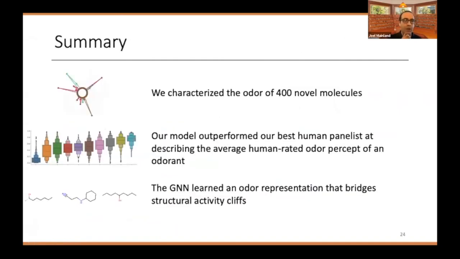So in summary, first of all, we characterized the odor of 400 novel molecules. This data set has quantitative ratings for 55 different labels with high test-retest reliability and can be used for a lot of purposes besides the model validation that we've done here. It can be used to train other models. Second, our model outperformed our best human panelists when they were asked to describe the average panel perception of an odor. And third, the graph neural network really learned an odor representation that bridges these structural activity cliffs and can generalize to novel tasks.